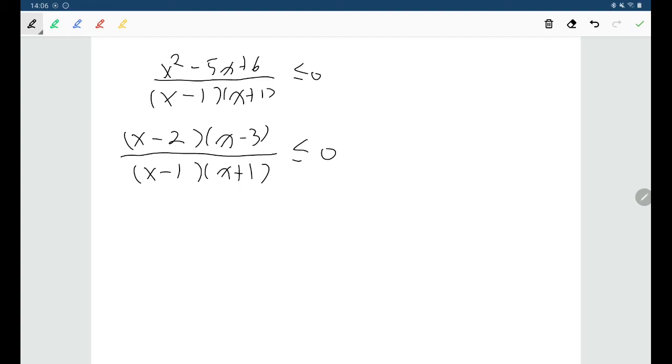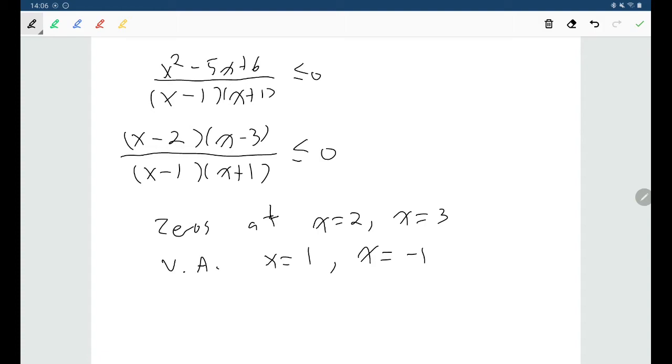And you can see here that there's two x-intercepts, the zeros at x being 2 and x being 3. You can also see that we have vertical asymptotes here at 1 and at negative 1. So vertical asymptotes x equals 1, x equals negative 1. And so that is then the numbers that we're going to be putting on our number line.